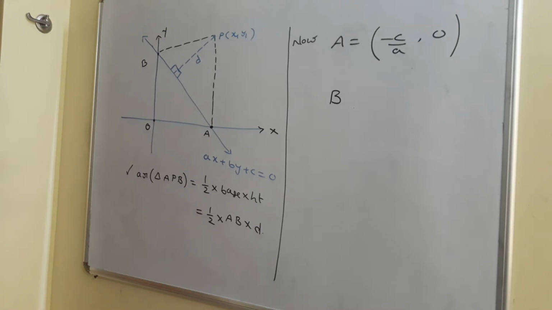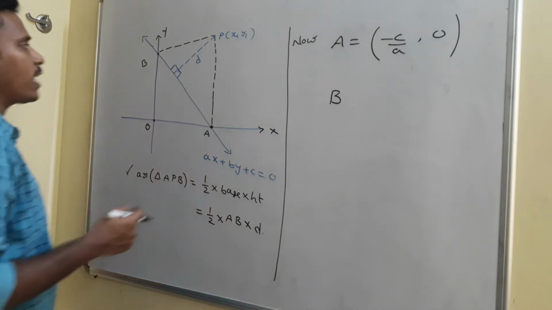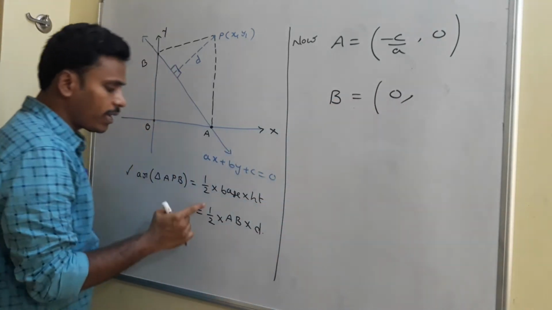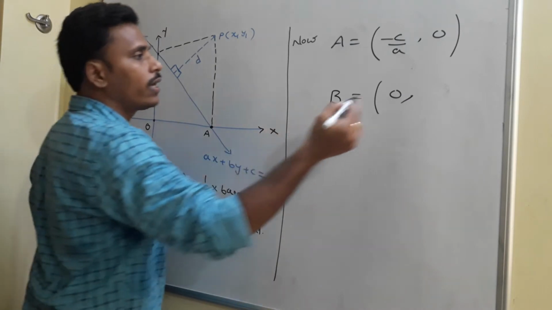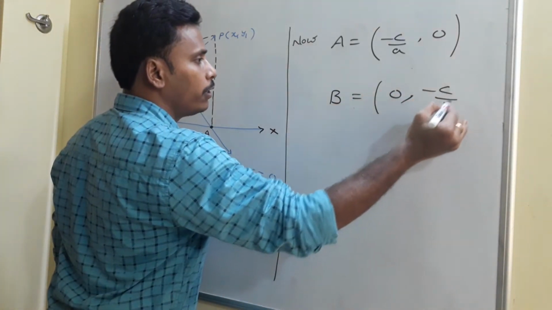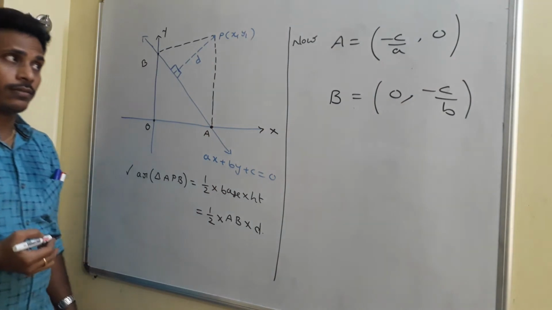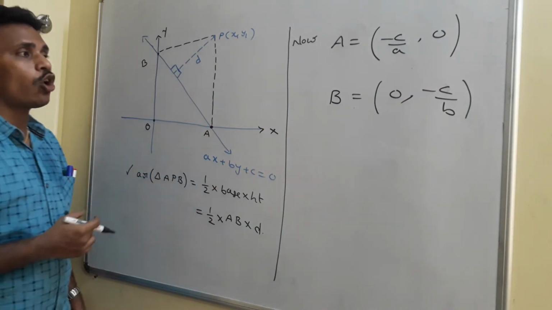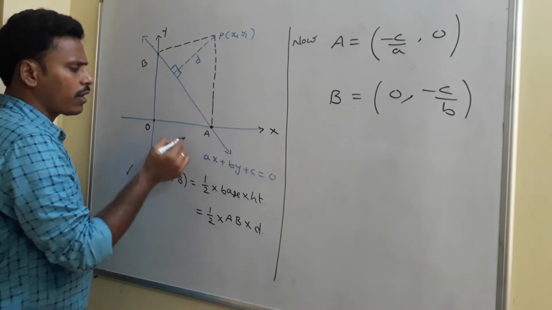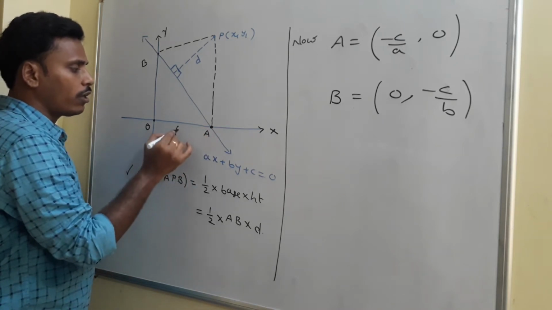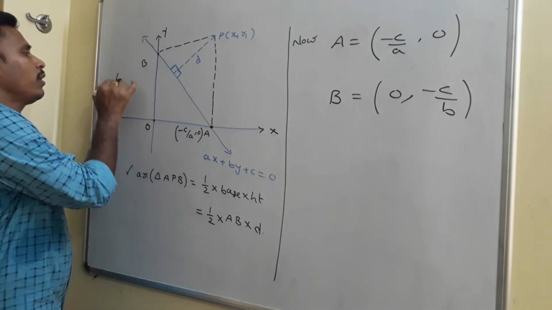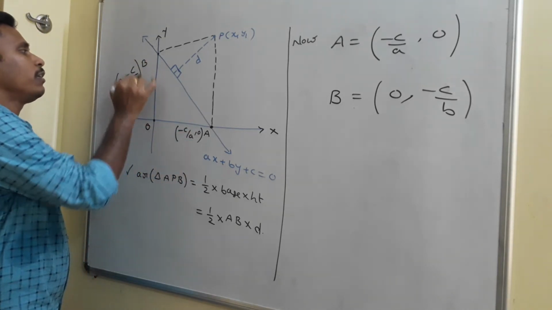And now what do you say about the coordinates of B? Here B is a point on the y-axis as well as on the line. On the y-axis, x coordinate is 0. So replace x with 0 and you will get the y value as minus c by b. Have a look at this. I have A as minus c by a comma 0, B as 0 comma minus c by b, and you just mark them in the diagram also. What is A? Minus c by a comma 0. What is B? 0 comma minus c by b.